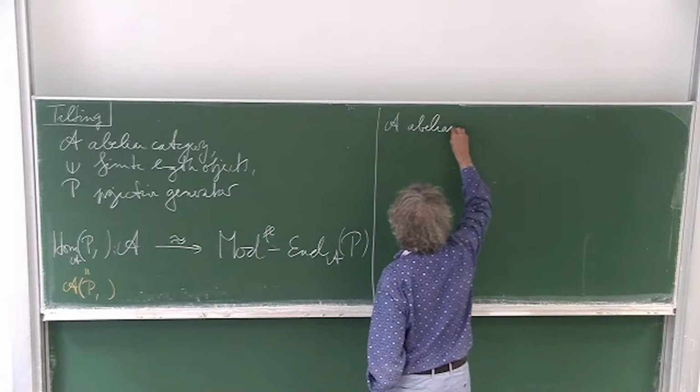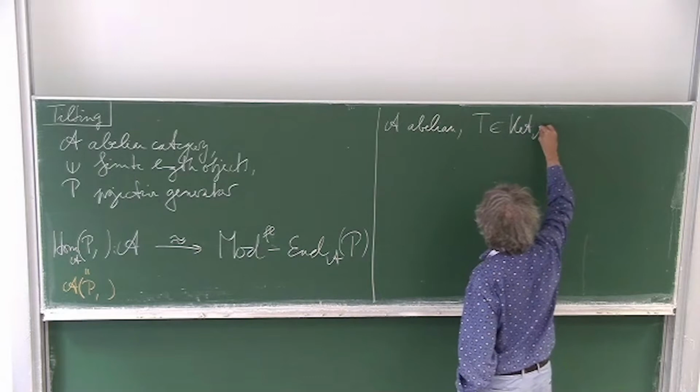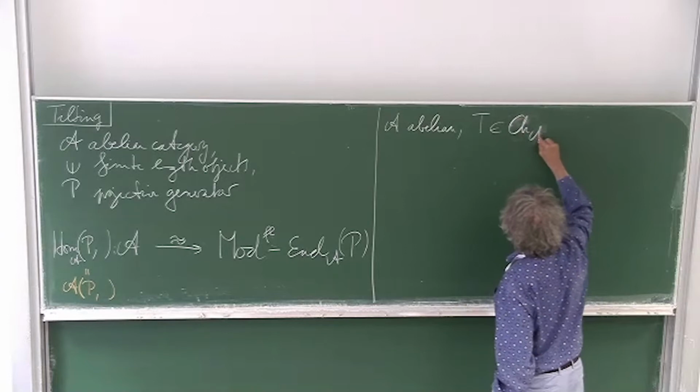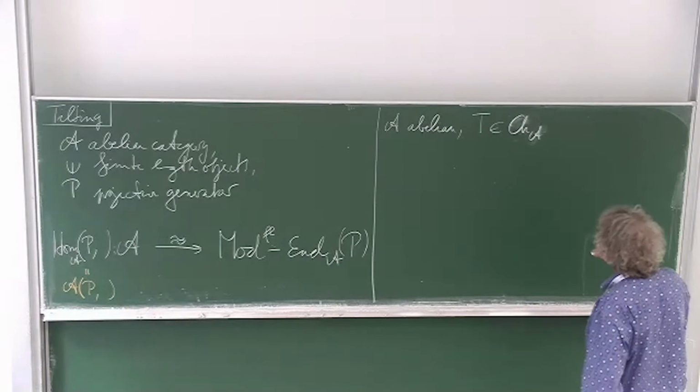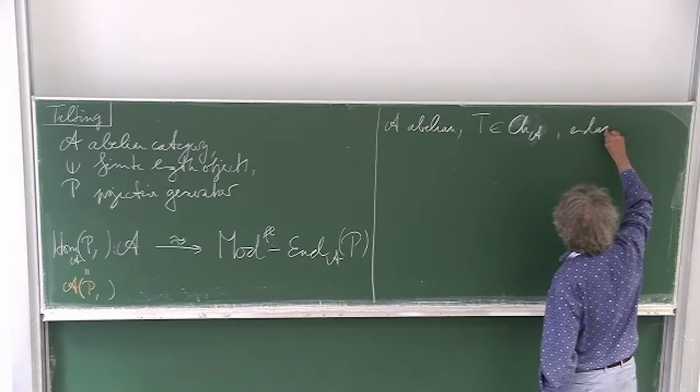But now T is a complex. Chain complex. How should I write this in English? Chain of A. Chain complex in A. And we assume, I like to call this the end a cyclic.